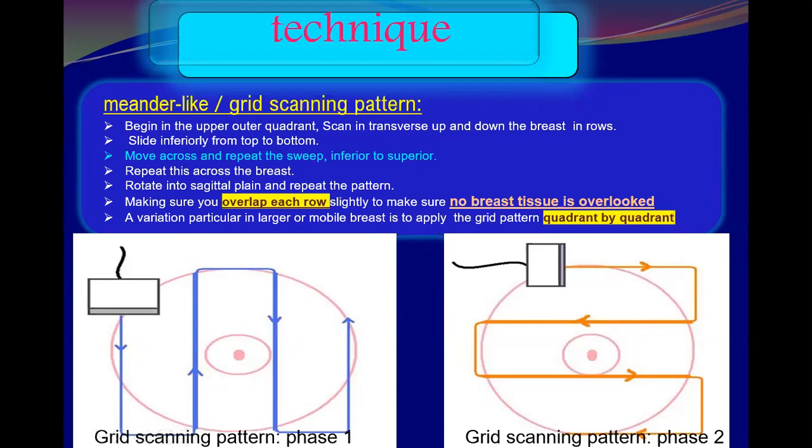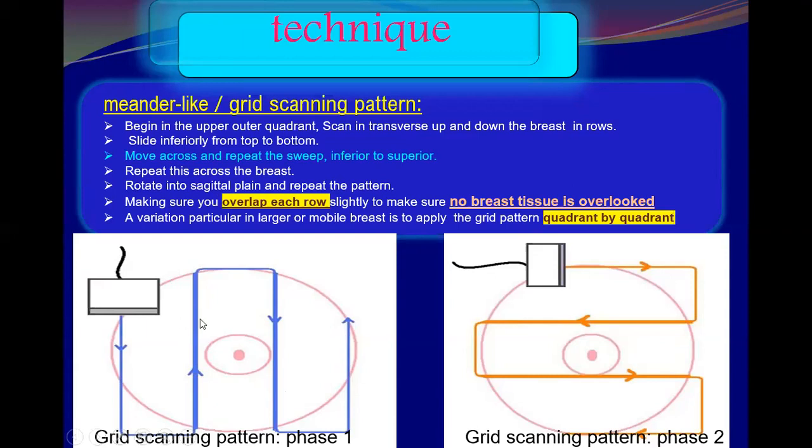And don't forget to scan the retroareolar region. So we have 5 zones: upper outer, upper inner, lower inner, lower outer, and subareolar region. If the breast is big, go through the 5. If the breast is small, you can go through the whole breast at the same time, with overlapping. You have to overlap so as not to miss lesions.